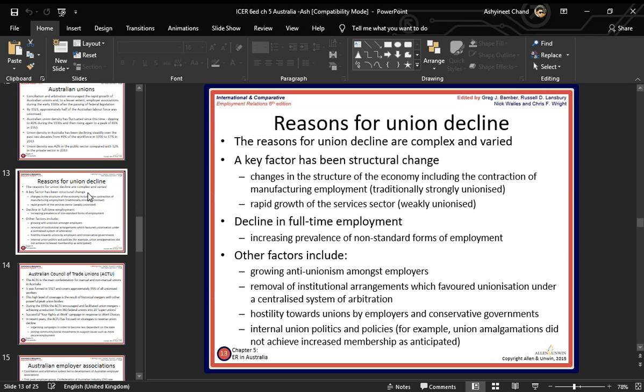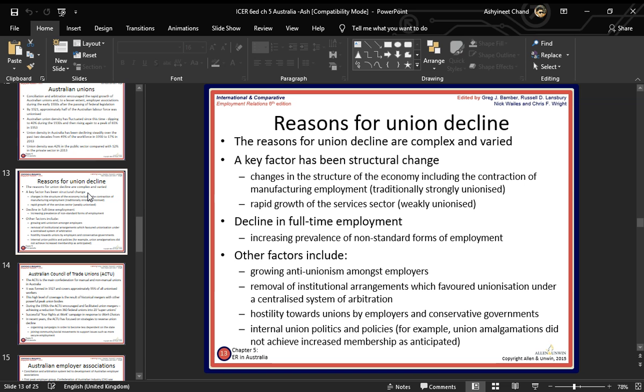So, reasons for trade union density decline, or reasons for union decline. The reasons for union decline are complex and varied. A key factor has been structural changes to the structure of the economy, including the contraction of manufacturing employment, which was traditionally strongly unionized. I did mention this, I think, while we were discussing UK, USA, that unions are strong in the manufacturing industry, isn't it? And when the country moves towards service industry, the unions are budding in the service industry and they are not really strong. And due to this structural change, there is union density decline.